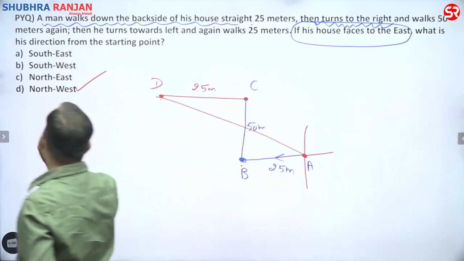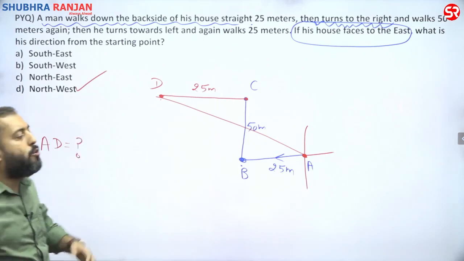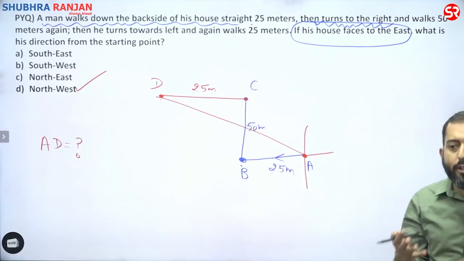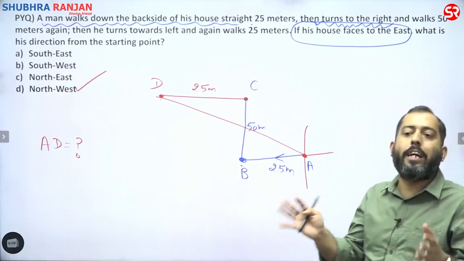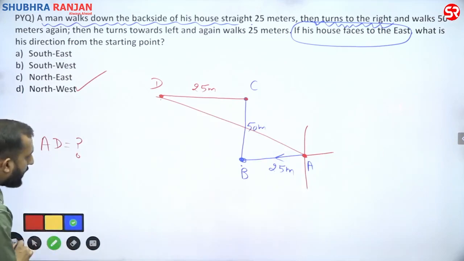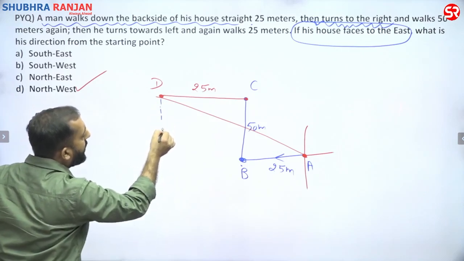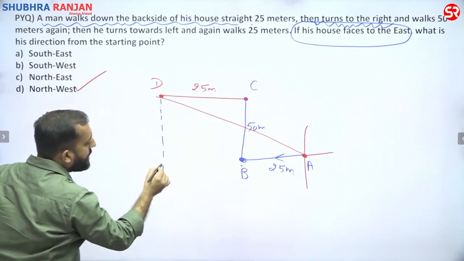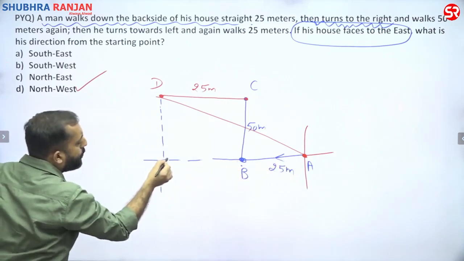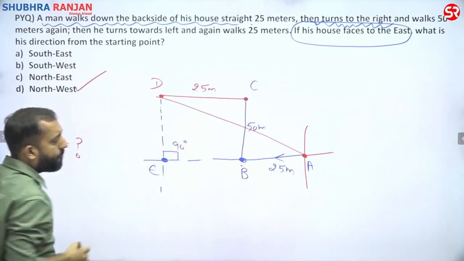We want to find out distance AD. I want to find out this distance AD. So do remember, whenever you want to find out any straight line distance in case of direction, you need to draw a right angle triangle. You have to draw a right angle triangle here. So I can do a construction over here like this. From point D, draw a perpendicular. Let's say this perpendicular is intersecting this extended line AB at point E. So this angle has to be 90 degrees, yes or no?